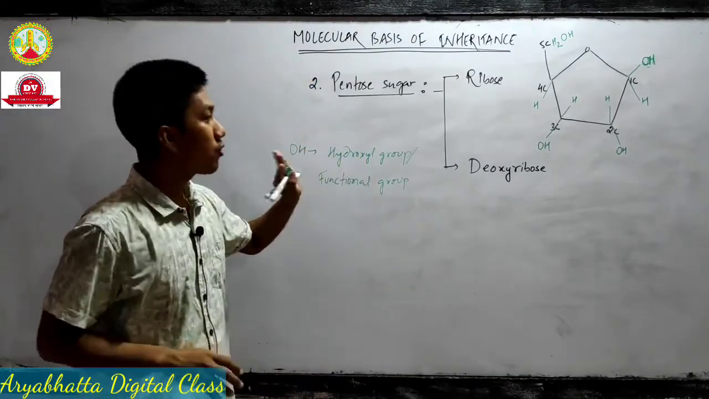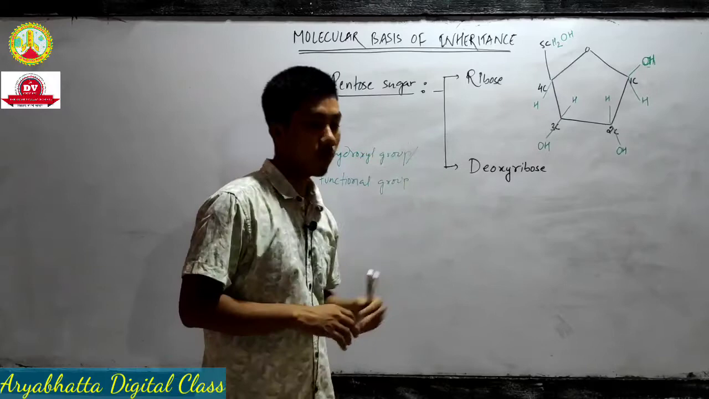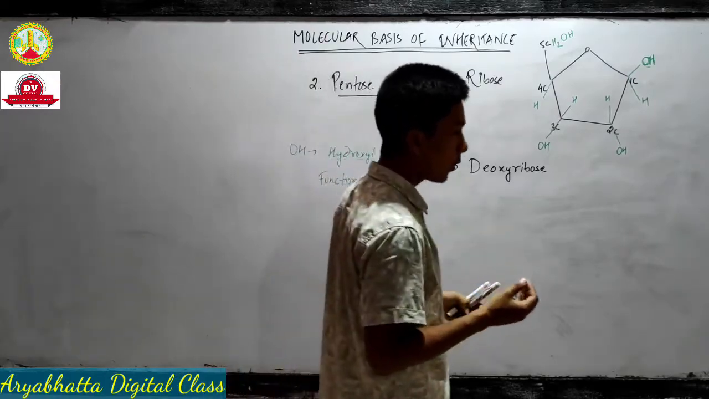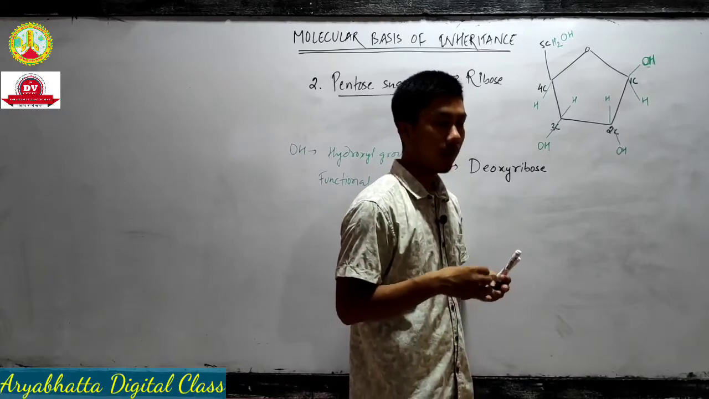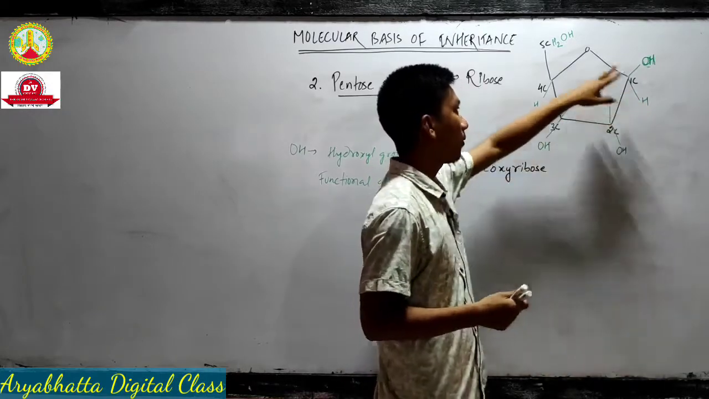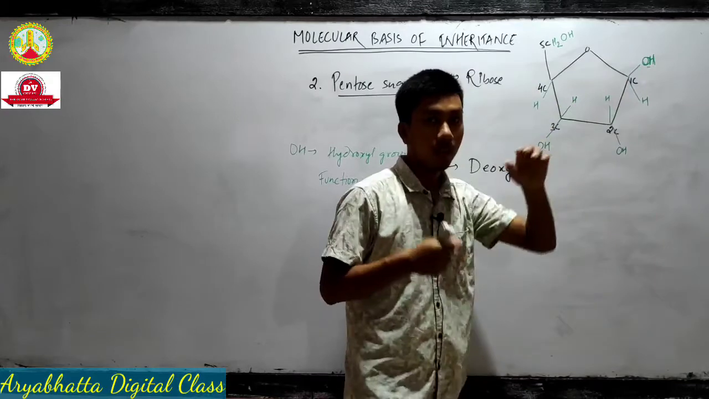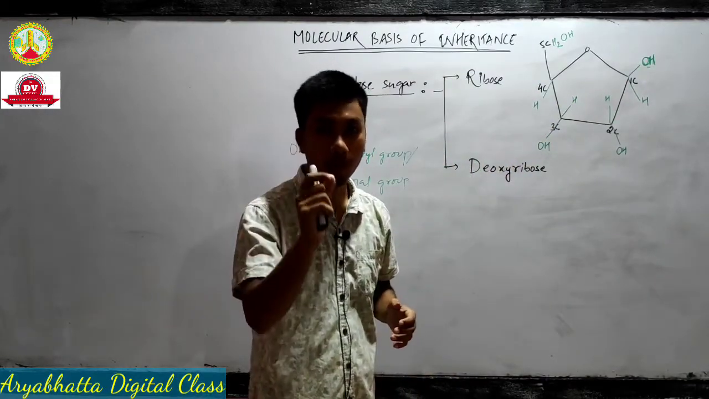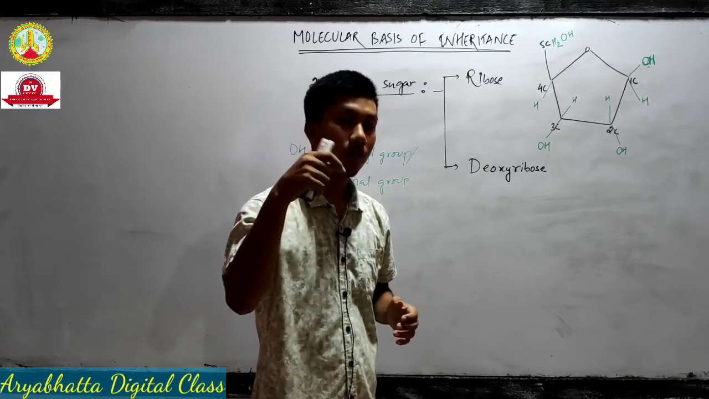Okay, so these are the structure of ribose sugar, which is nothing but a pentose sugar. So if the bond is formed with the nitrogenous bases, the bond will be formed with the first carbon of this pentose sugar, and if it is purine, it will form with the 9th position of purine. If it is pyrimidine, it will form with the first position of pyrimidine.